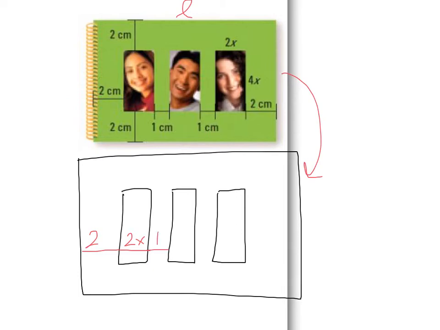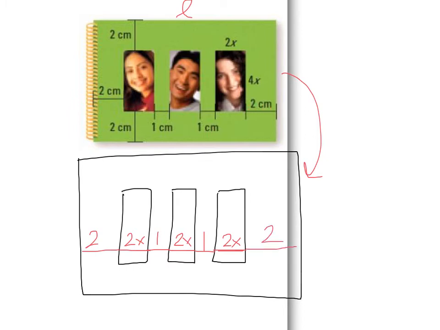The distance from the width of the second picture is the exact same 2x as the first one, and heck, let's just write it in for the third one as well. We know that's also 2x. And the distance between the second picture and the third picture is another 1 centimeter. And the final distance, from the last picture all the way to the other edge of the scrapbook cover, is once again another 2 centimeters. So there's another 2 centimeters.